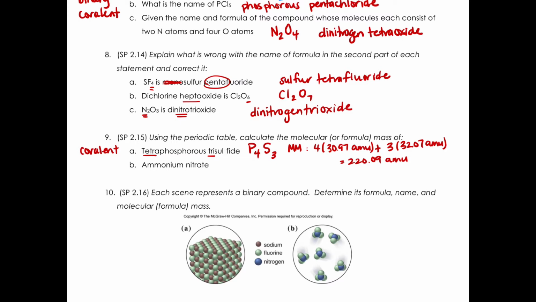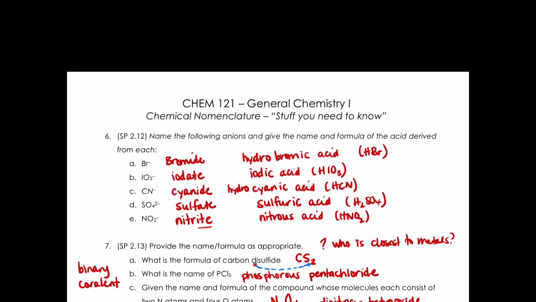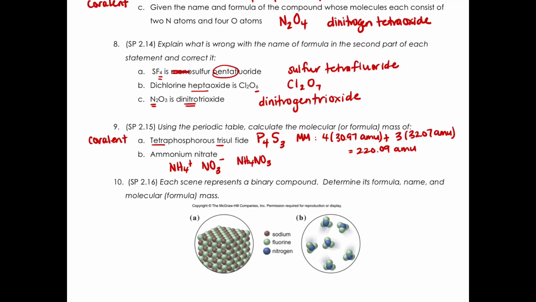So ammonium nitrate, again, we need to remember that ammonium is NH4+, nitrate is NO3-. With these, we know that it's a 1-to-1 ratio, so it's NH4NO3. This problem could be made a little bit more complicated if one of these polyatomic ions was more than monovalent, having a charge more than plus or minus 1, because that would scale up one or the other of the polyatomic ions to be able to balance the charge. In this case, this is an ionic compound.